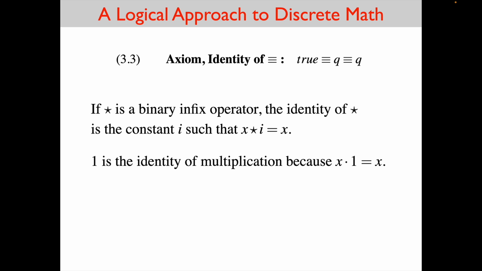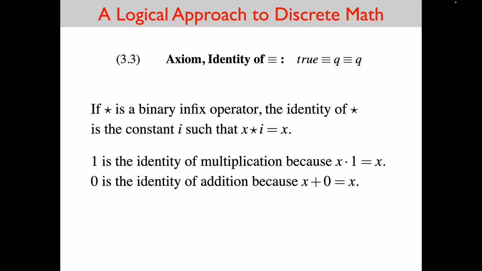The first one is the identity of multiplication. So 1 is the identity of multiplication because x times 1 equals x. Now notice that x is a variable and 1 is a constant, and because x times 1 equals x, that means that 1 is the identity of multiplication. So the star in this case is the multiplication operator, a binary infix operator. Okay, so you see how that works?